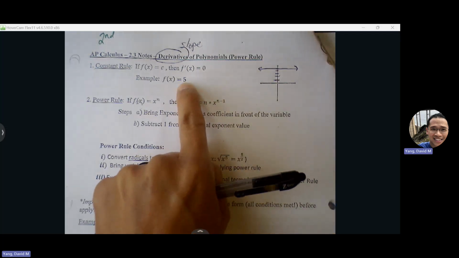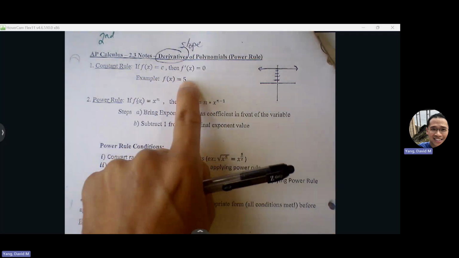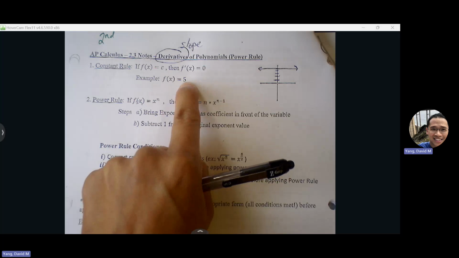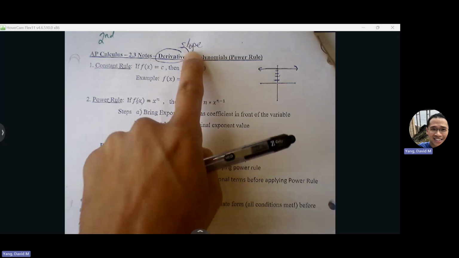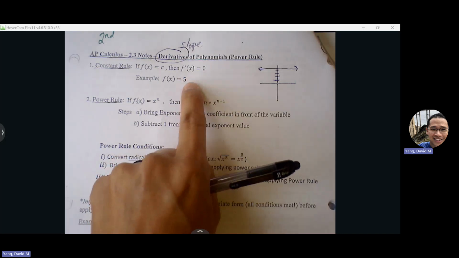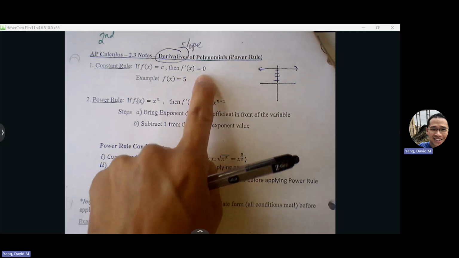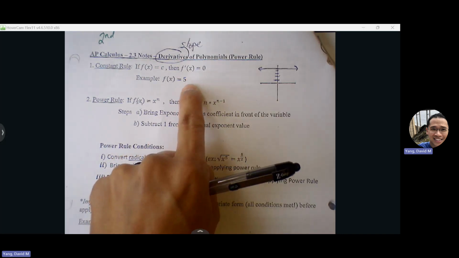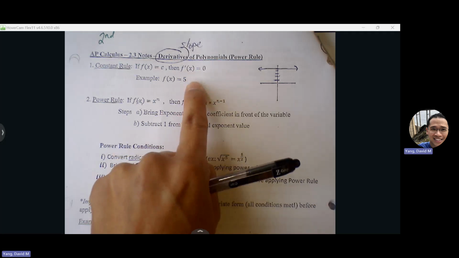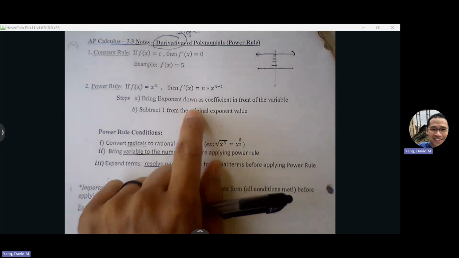0. So that's why this is the constant rule, saying that anytime I have a constant, think of that constant as just some horizontal line. And then any horizontal line's derivative or slope is always 0. So the derivative of a constant is always 0 because the slope of a horizontal line is always 0. Right. So here's power rule.